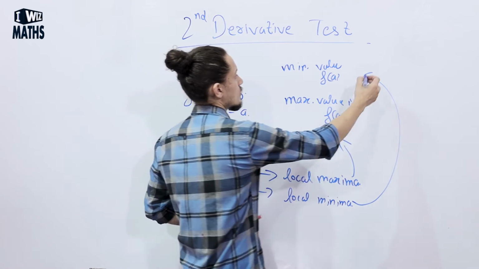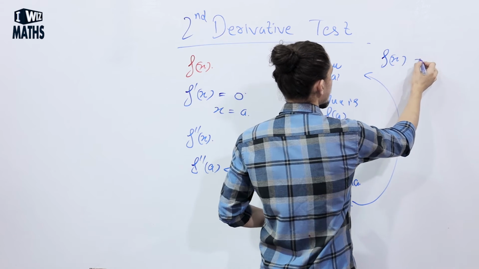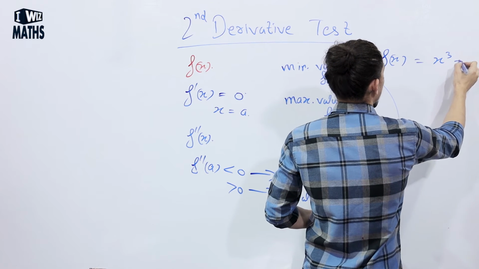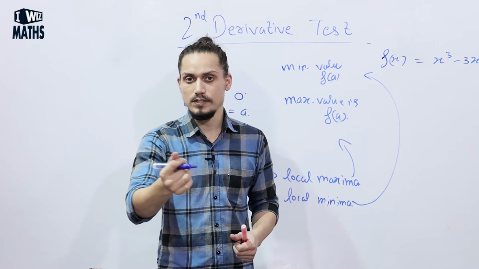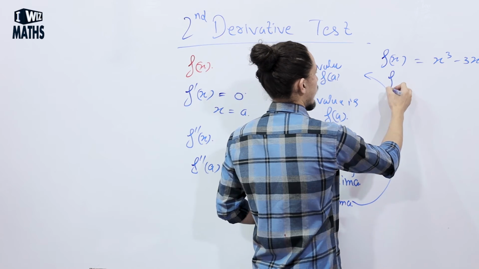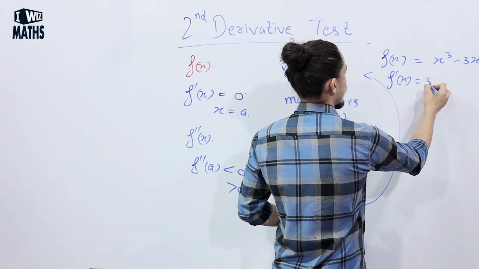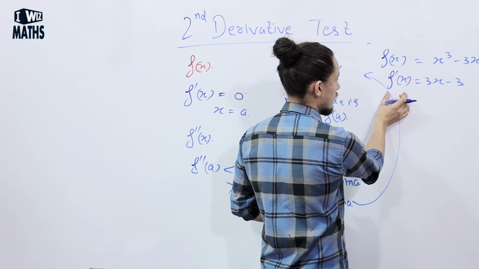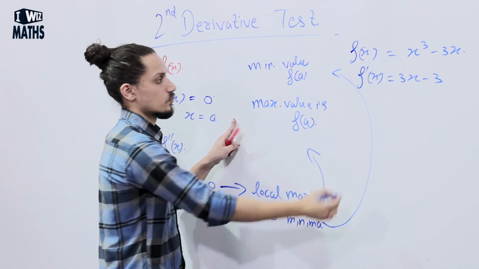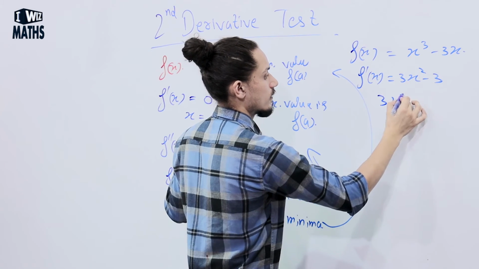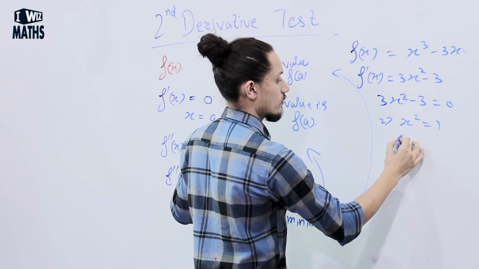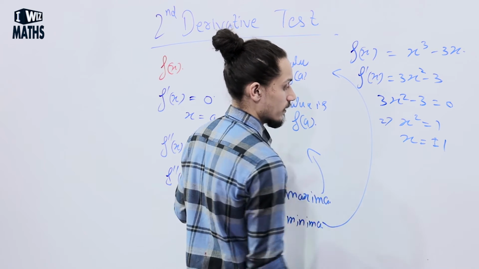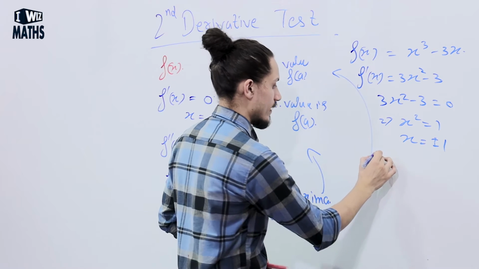For example, suppose we have f of x is equal to x cube minus 3x. We have to find its maximum minimum value or local maxima, local minima. First step, f dash x, which is equal to 3x square minus 3. We put this equal to 0. So 3x square minus 3 is equal to 0 implies x square is equal to 1, or x is equal to plus minus 1. So we have two values.